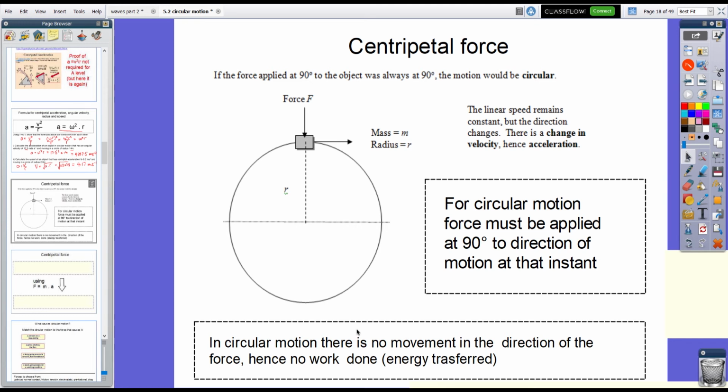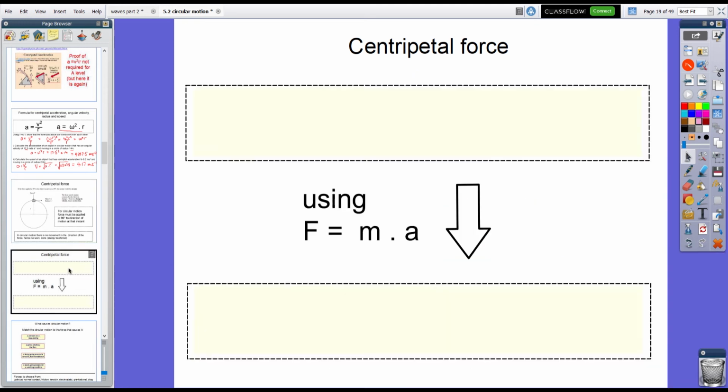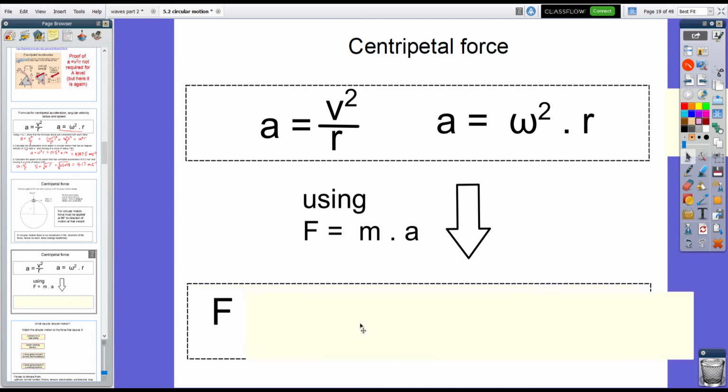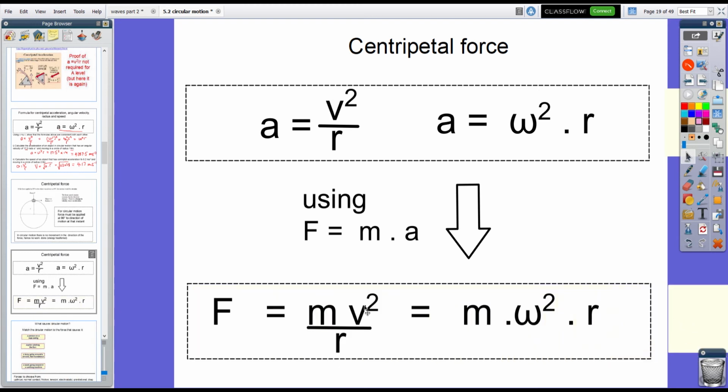Okay. Another thing, what else can we say about centripetal force? Well, we know that A equals V squared over R, and we know that A equals omega squared R. That's the one that we did from our theoretical proof, just by substituting in V equals omega R. Well, if F equals ma, then we get these two equations. F equals m V squared over R, and F equals m omega squared R. So we're going to have a little practice at using those in a little bit.